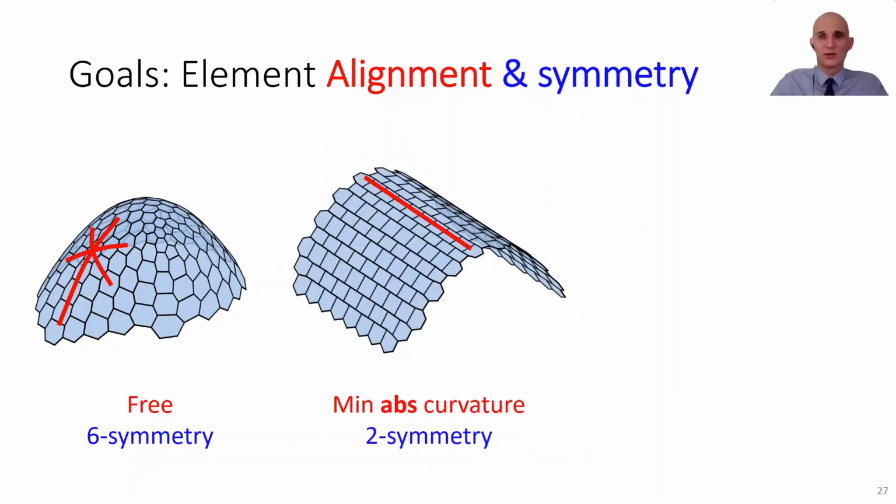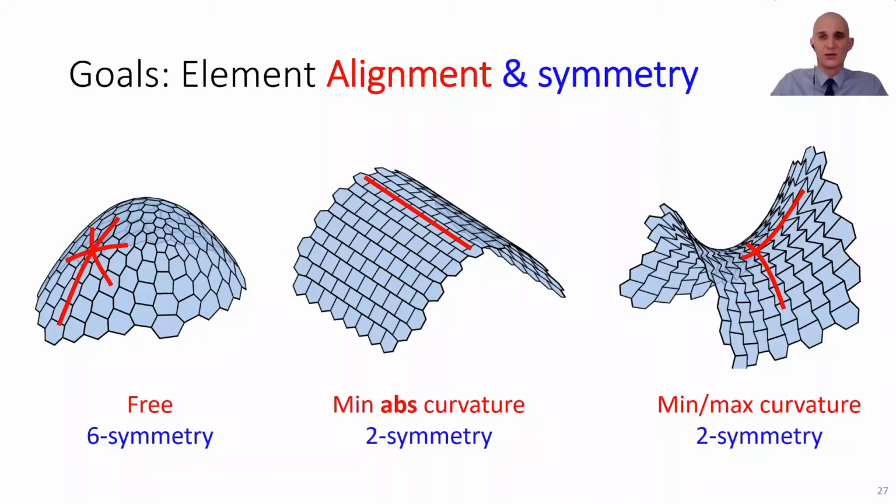In the parabolic regions, we need to align the hexagons with the ruling direction, meaning the minimum absolute curvature direction. Further, the hexagons have brick shapes and only 2-fold symmetry. Finally, in the hyperbolic regions, we can align with either minimum or maximum curvature directions, but still the elements have 2-fold symmetry.